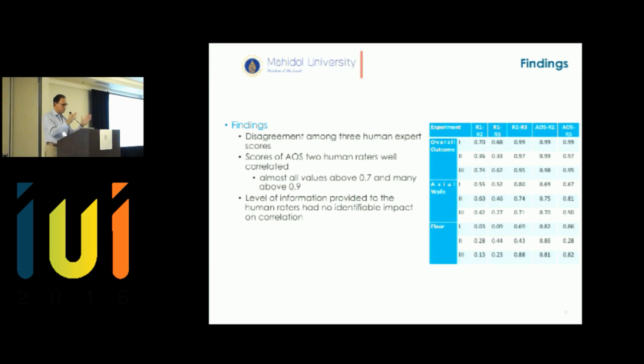So we took the two who did agree with one another, and we focused on the agreement between their scores and our system, and the agreement is quite good. It's as good as the agreement between the 2 experts. So almost all values above 0.7 and many above 0.9. The other thing is we didn't see any effect of the information. So that says that the disagreements were fundamentally disagreements in judgment, not due to perception.